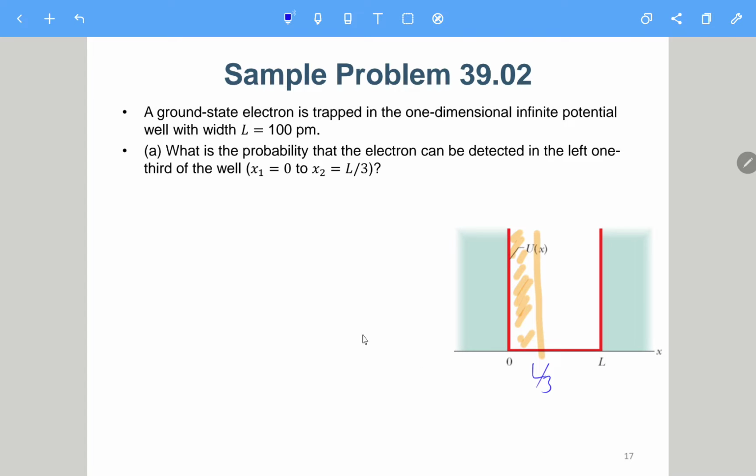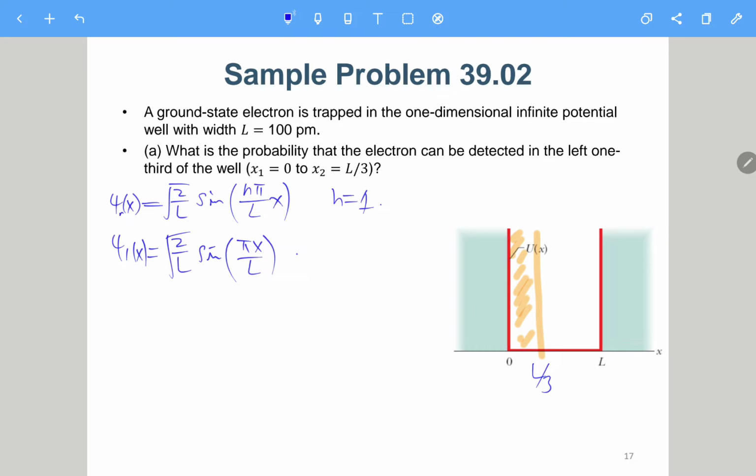Okay, so what is the probability for the electron to be there? The wave function phi x is square root of 2 over L, this is the normalized factor, and sine of n pi x over L. Here we have n equals 1, which means this is phi 1 for the ground state: square root of 2 over L, and then sine of pi x over L.